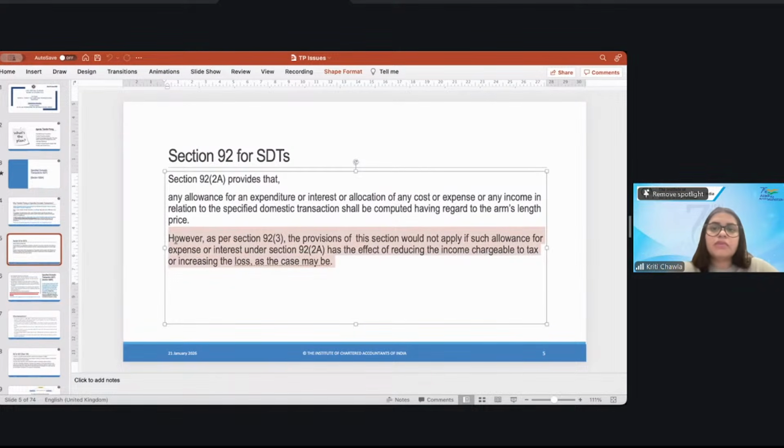Do you think this is applicable for international transactions also? Do you think this, what I've highlighted here, is applicable for international transactions also?